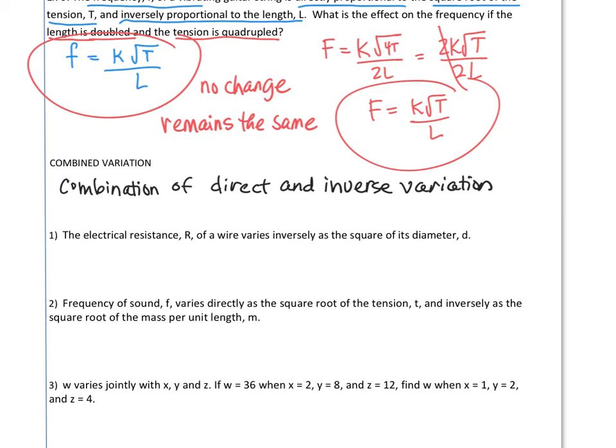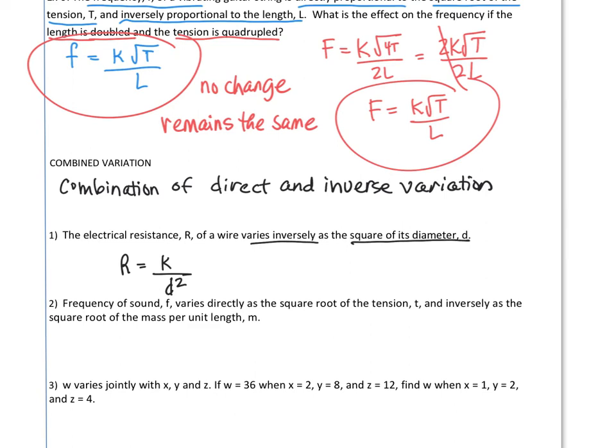All right, so this next part, let's see. These are ones for you to try on your own. If you want to pause the video and try it, that'd be great. See if you can write it in and get what I got. The electrical resistance R of a wire varies inversely as the square of the diameter. So R, inversely means I've got to divide, the diameter squared.